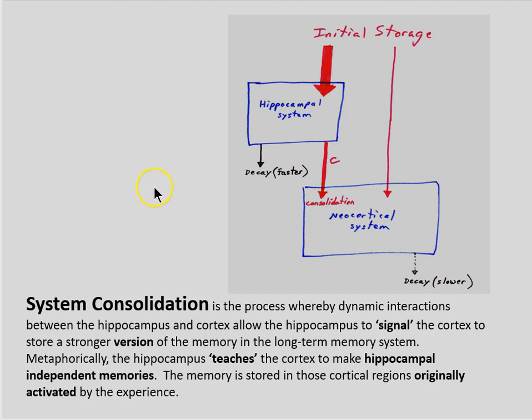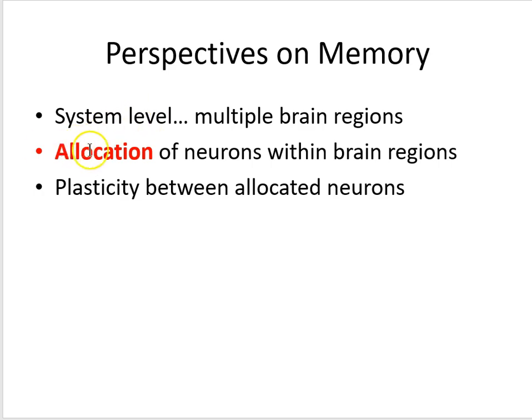In the last lesson in this series, we learned a bit about system consolidation, the reorganization of a memory over time, so that the memory becomes stored more strongly in the cortex and it's retrievable without the requirement of having an intact hippocampus system. And that idea came about after studying patients like HM who had large sections of his brain removed. In this lesson, we'll look at this concept of allocation.